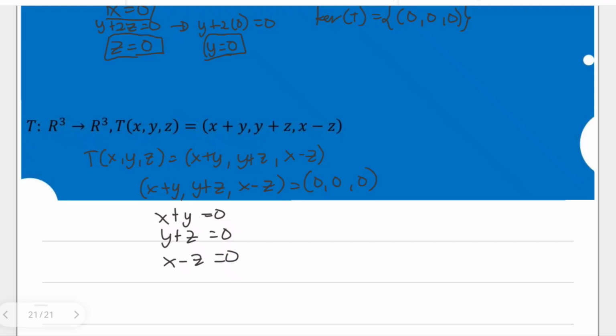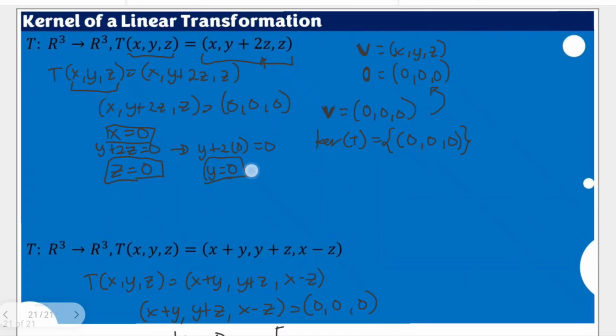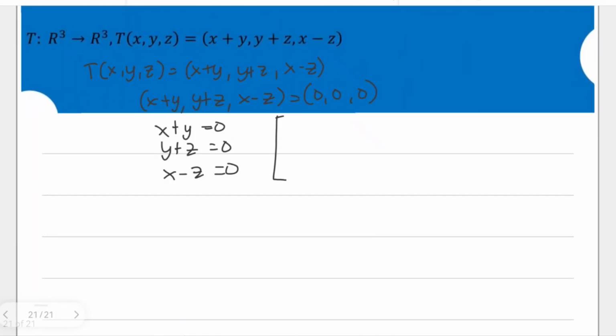Since we have all of this in a form and we don't have a specific value for x, y, or z, let us use matrix form. Unlike earlier where the values are exact, let's try to come up with the matrix form and then a reduced or row echelon form. First, let's use the augmented matrix: 1, 1, 0, 0, because there's no z here; 0, 1, 1, 0, because there's no x; and 1, 0, negative 1, 0, because we don't have y here.